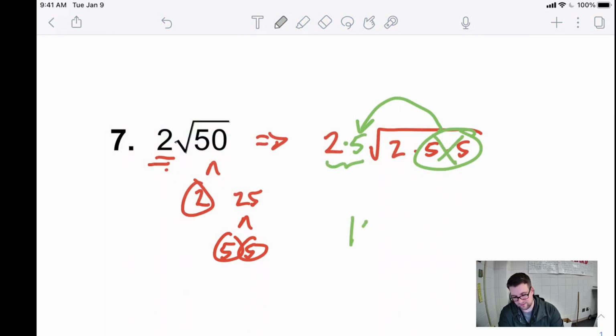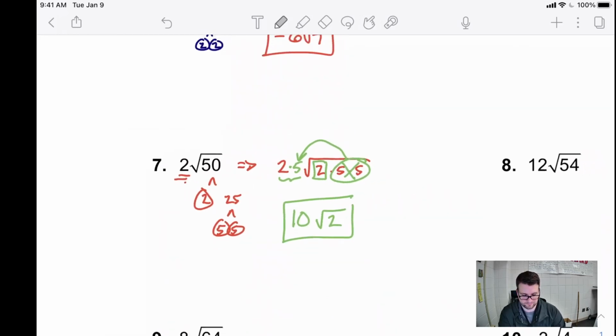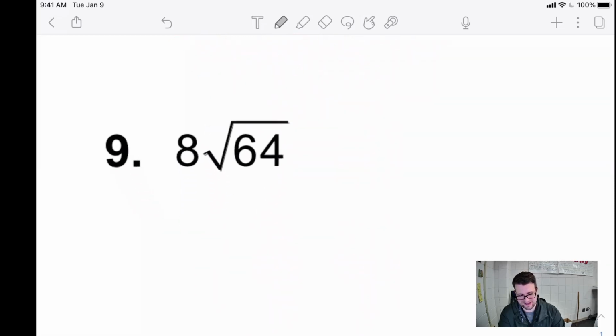So 2 times 5 is going to give us 10. And then we still have this 2 inside the square root. So we're done, just like that. Let's look at number 9. Number 9 is going to be a little unique for a different reason.